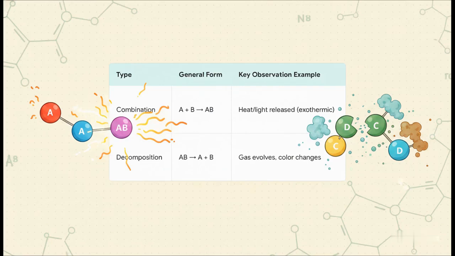So let's just put that all together. Combination is about building up, and you'll often see energy like heat or light being released. Decomposition is about breaking down, and you'll often spot it because of a color change or a gas being formed. Now, there are definitely other reaction types, but if you can get these two down, you're building a fantastic foundation.